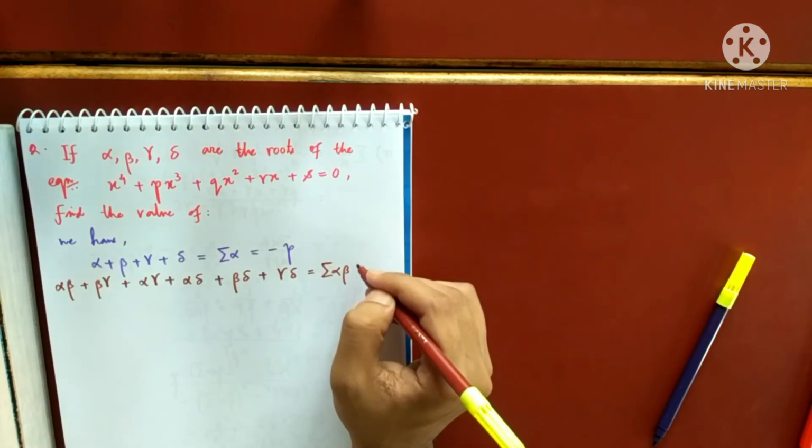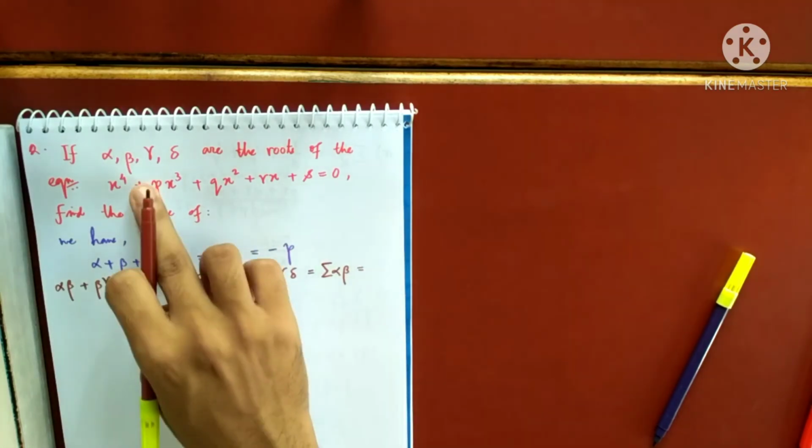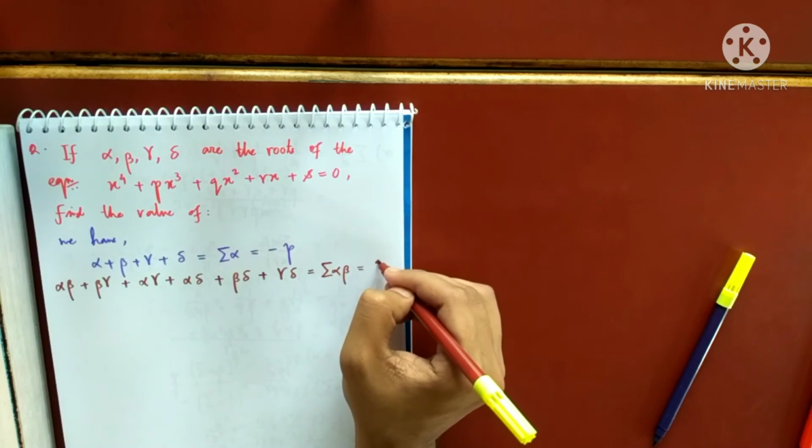These are also symmetric functions for sure. And this is nothing but, so minus is plus, so q by 1, which is q.